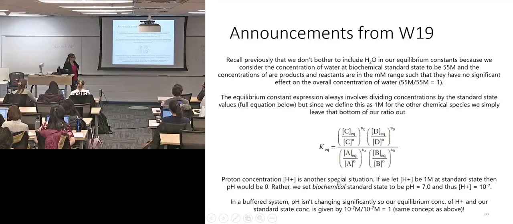Proton concentration is another special situation. If we let H+ be 1 molar, then we'd have a pH of 0. So rather we let it be 10 to the negative 7th so that we have a pH of 7. If we're operating in a buffered system, pH wouldn't be changing significantly. So the same thing is set up if you have a proton transfer reaction happening in the blood, where it's buffered: you can leave your H+ out of your equilibrium constant. Your protons don't need to be there because 10 to the negative 7th molar for our overall proton concentration and 10 to the negative 7th molar for our standard state also goes to 1. It's the same concept as above.